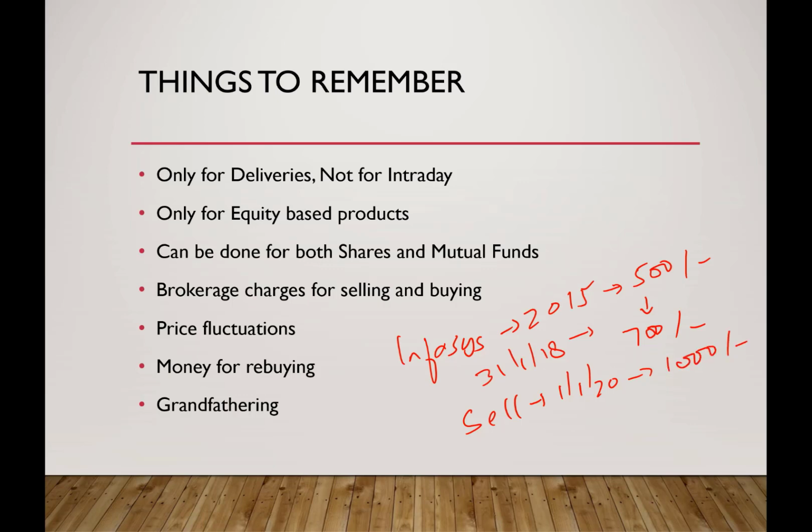In this particular case, how do you calculate your long-term capital gain? What will be your purchase price? You cannot have a purchase price of 500 because this was purchased in 2015 and at that time tax harvesting was not applicable. So you will have to look at the purchase price of 700 rupees. So your LTCG will be 1000 minus 700, which is equal to 300 into the number of shares, and accordingly you will be calculating the taxes. This is the concept of grandfathering.